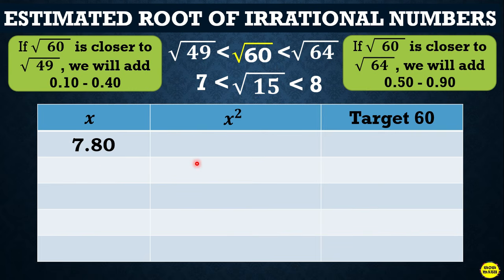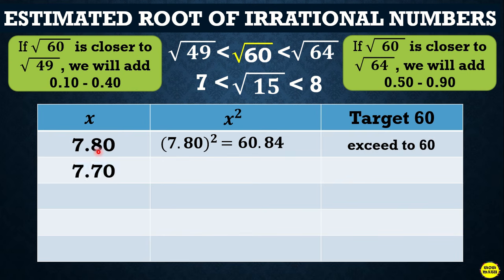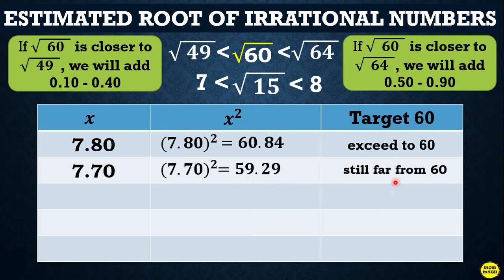Itry natin. So, 7.80. Okay. So, nag-exceed tayo. So, exceed to 60. So, therefore, babaan natin. Let's try 7.70. Okay? So, 7.70, let us square 7.70, and that is 59.29. So, malayo pa, no? Still far from 60. Bakit? Kasi 2 pa siya, oh.